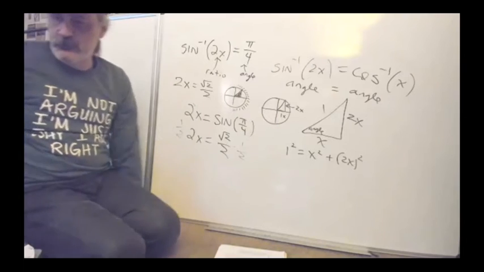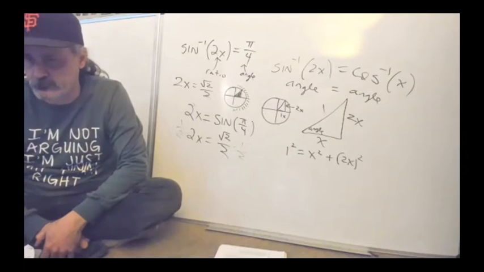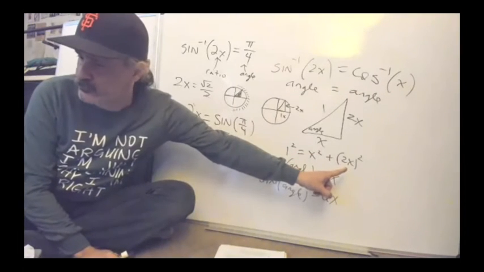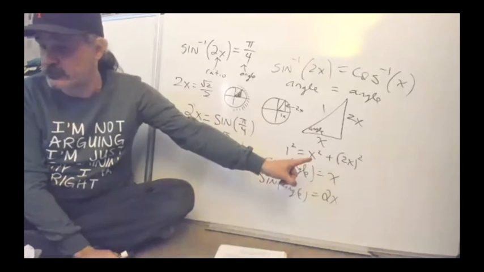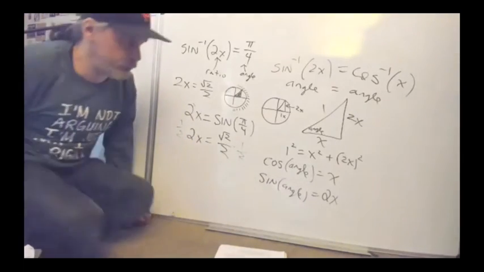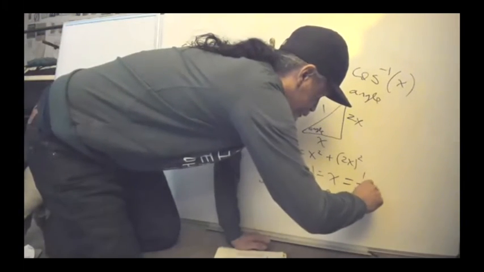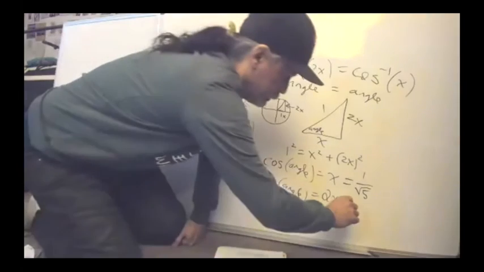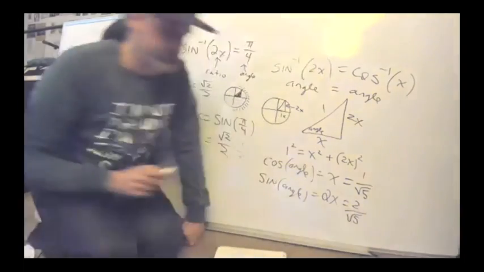Okay, so I'm going to pause, and then I'll tell you what you should have gotten for that one. Okay, again, don't forget this is going to become 4x squared, right? 4x squared plus x squared is 5x squared, right? So what you should get, and I'm going to leave this unrationalized, is 1 over root 5, and then this would be double that, 2 over root 5.